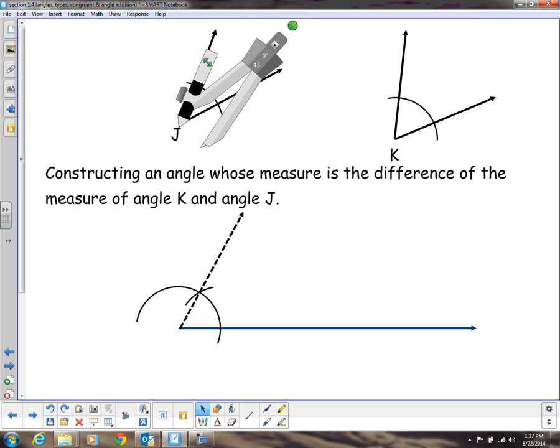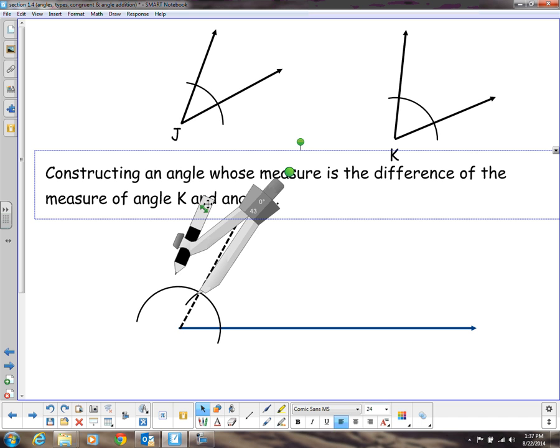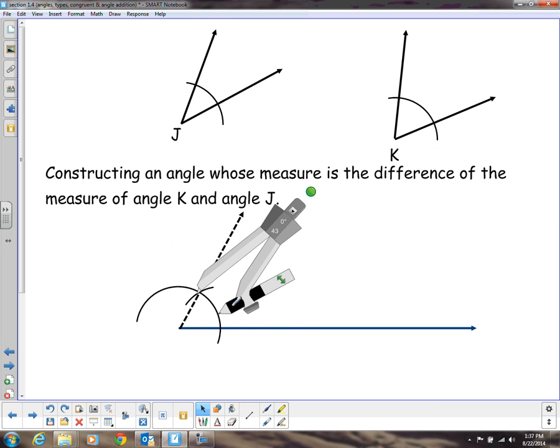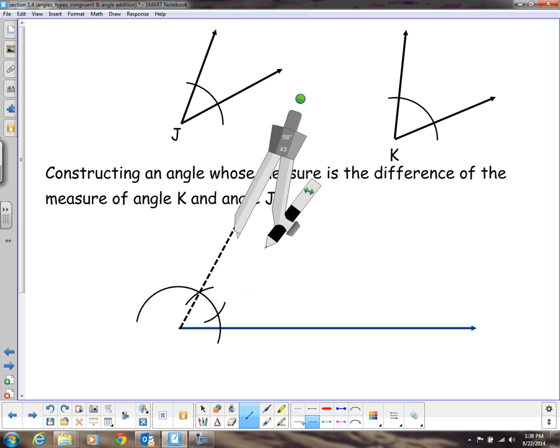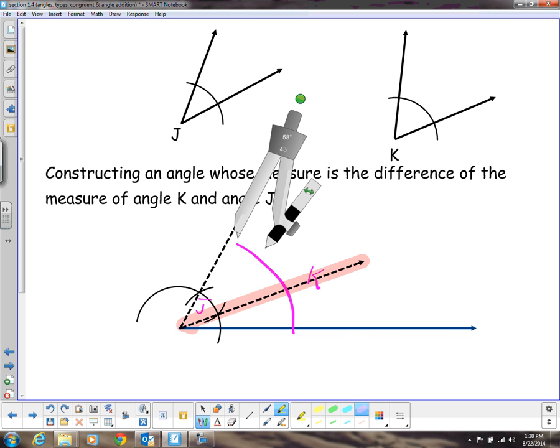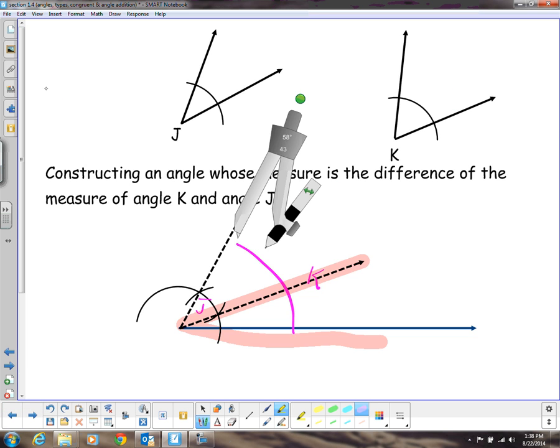So now, if I'm adding, I come here and I go beyond the angle, but since I am subtracting, I want to remove this from the angle. So basically, if I were to draw this in, this is J right here. From here to here was K. So K minus J is going to be this angle. And we're not doing proofs.